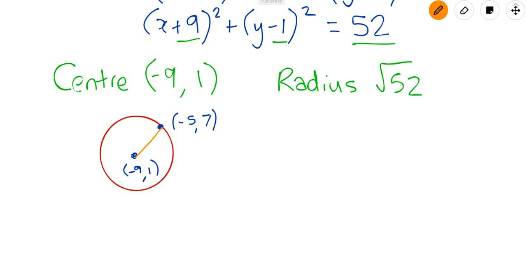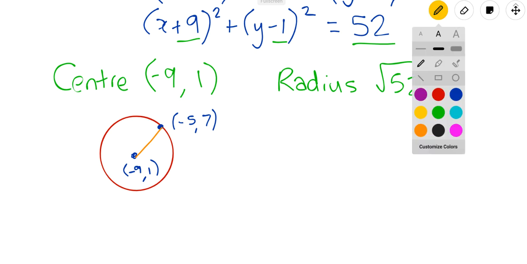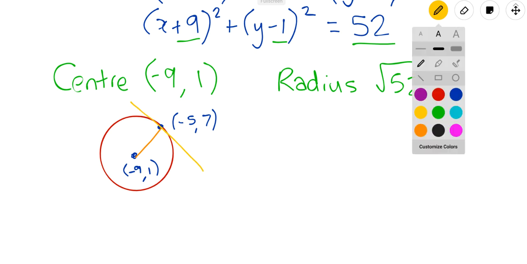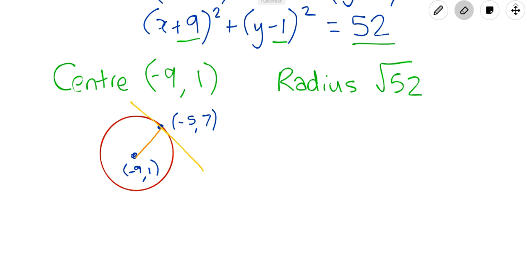That's the radius there. We're asked to find the equation of the tangent at that point, which is this yellow line here. To find the equation of a straight line is very straightforward. You just need two things. You need a point that it goes through. We already have that, it's -5, 7. And we also need the gradient of it. So we can get the gradient of it, no problem.